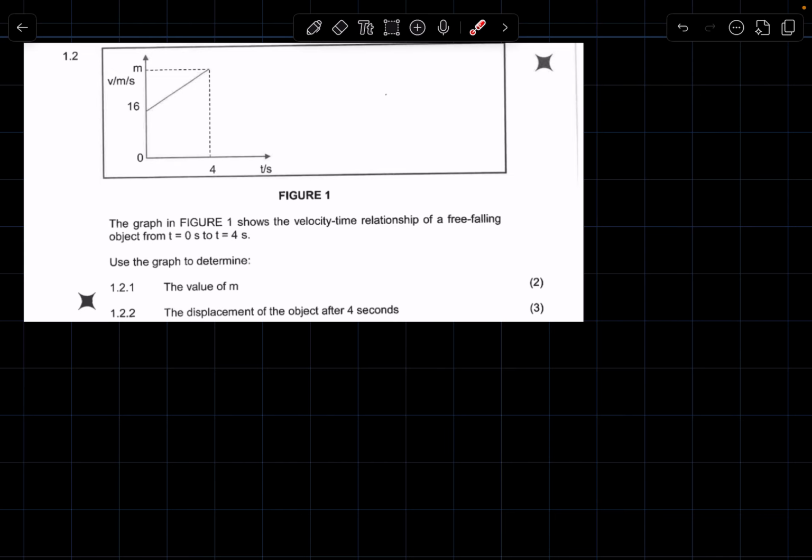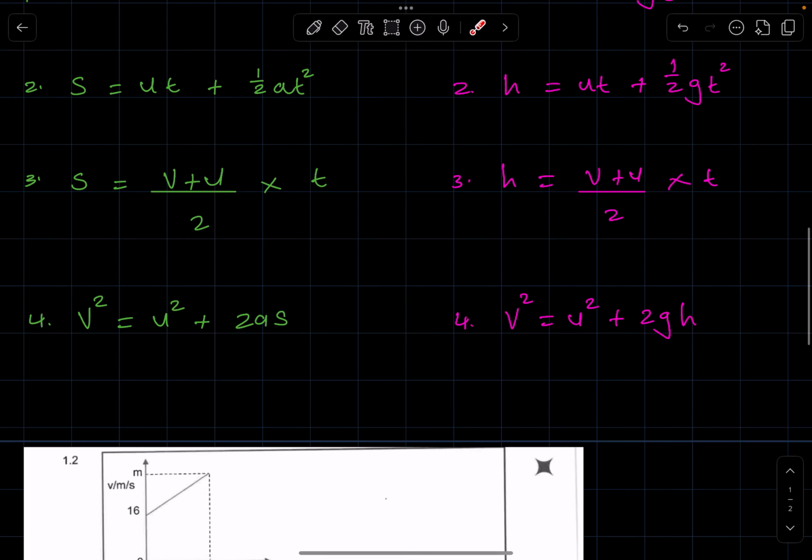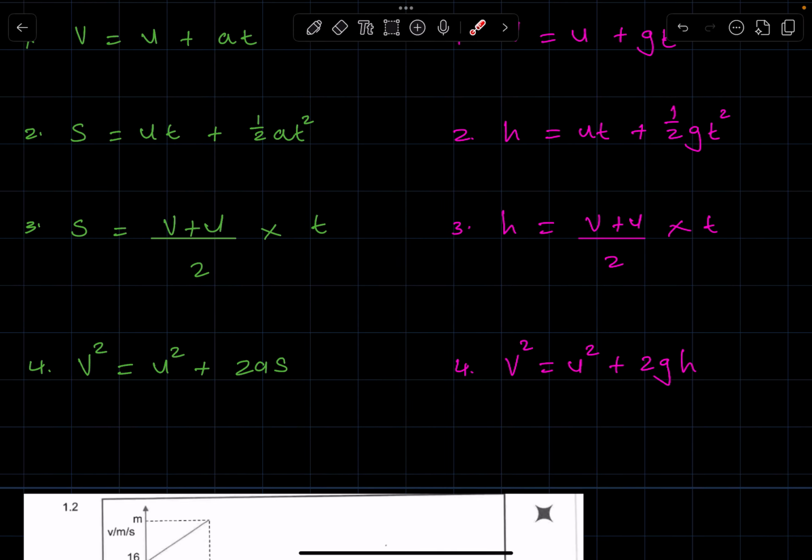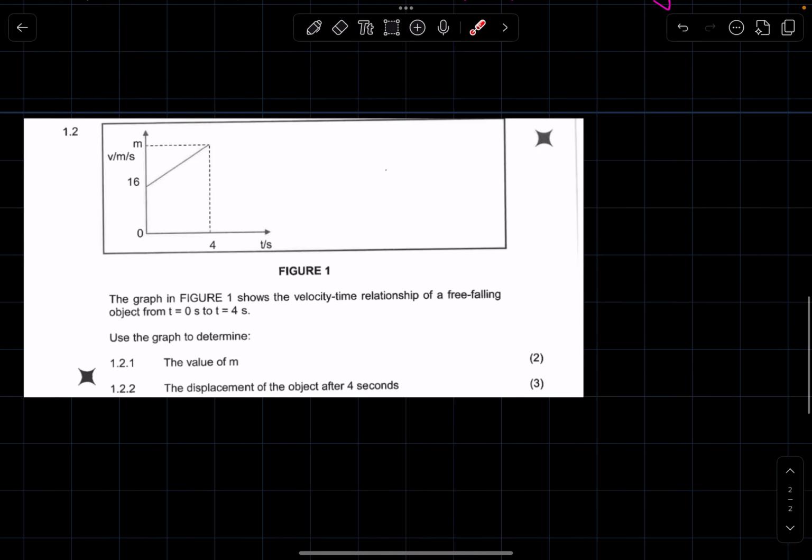So that gives you an idea as to which equation of motion to use, whether to consider acceleration or to consider gravitational acceleration, right? So this here essentially gives you context as to if the object is moving along the horizontal plane or the vertical plane, right? And saying that this is free falling essentially means that you're looking at an object moving along the vertical plane, right?